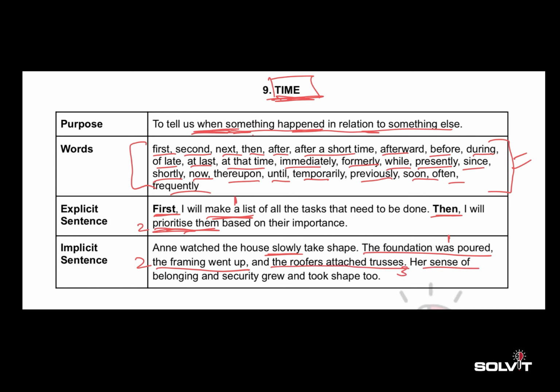Then her sense of belonging and security grew and took shape too. This was the fourth thing that happened. So you see that these three sentences talked about four different things that were happening, and they mentioned them in order, right? They didn't say that first this was happening, then this was happening, then after that this happened, then the fourth thing that happened was this. No, they didn't do that. They just mentioned it in order, and we automatically know that, and like all of us know, how is a house built, right? It's built step by step. First the foundation is laid, then the framing goes up, etc., etc.